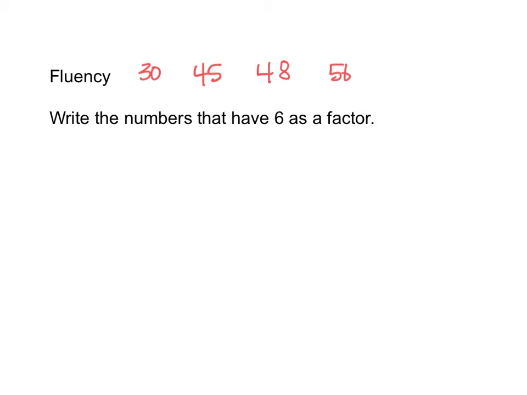All right. We are going to look at 6. Those two numbers that you should have written should have been 30 and 48. Both of those have 6 as a factor. 45 does not, we know, and 56 does not. If you remember, choosing numbers that have 6 as a factor.